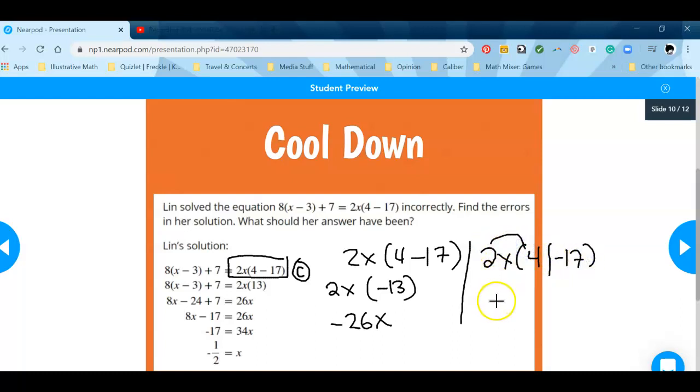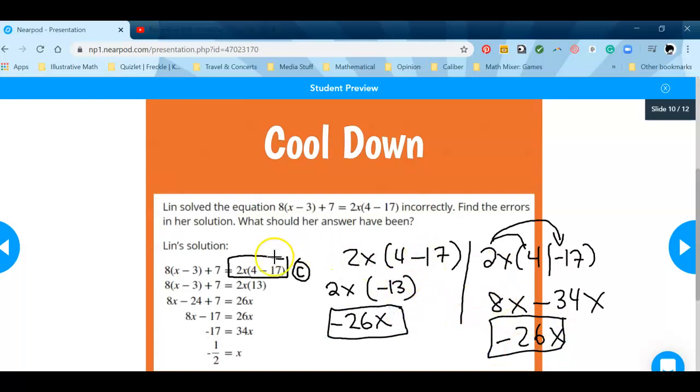So 2 sets of 4, 8. And then an odd amount of negatives. And then 2 sets of 17, 34x. 34 negatives, 8 positives, 26 negatives. So you can see her mistake right there. And from there, it just kind of goes downhill because she has what? Positive 26, so the answer is not going to be correct.